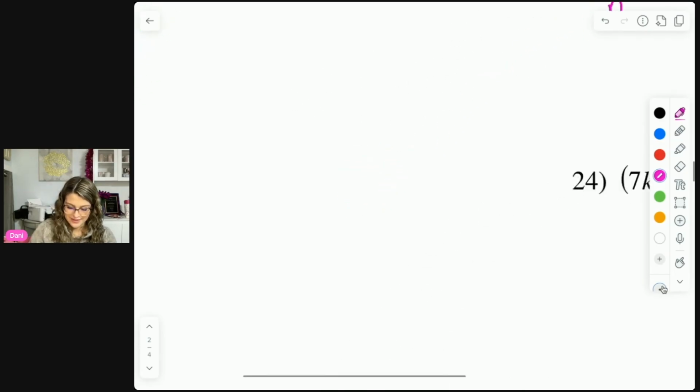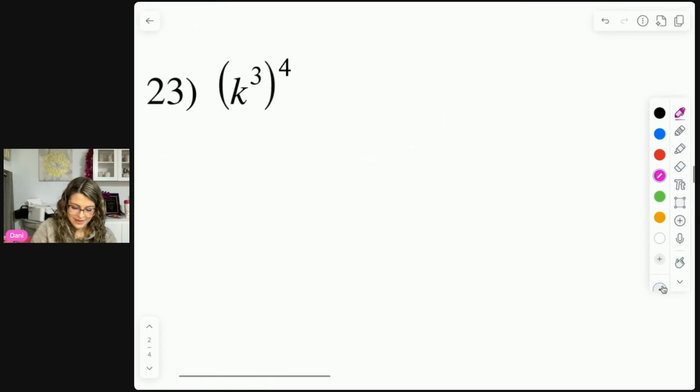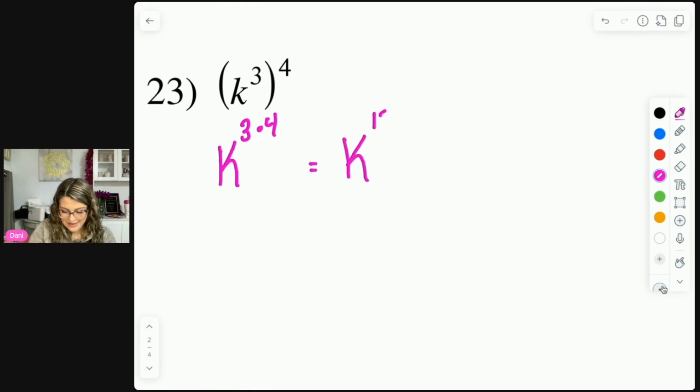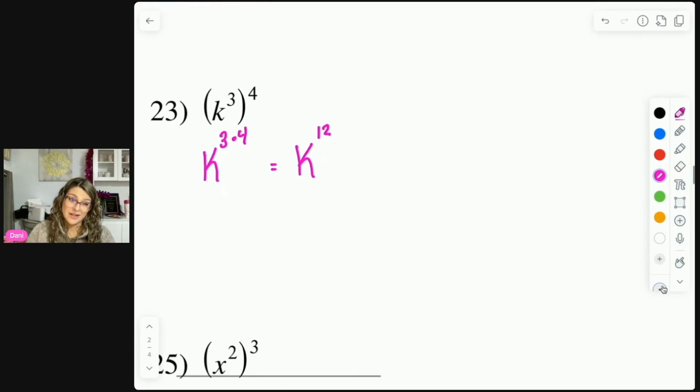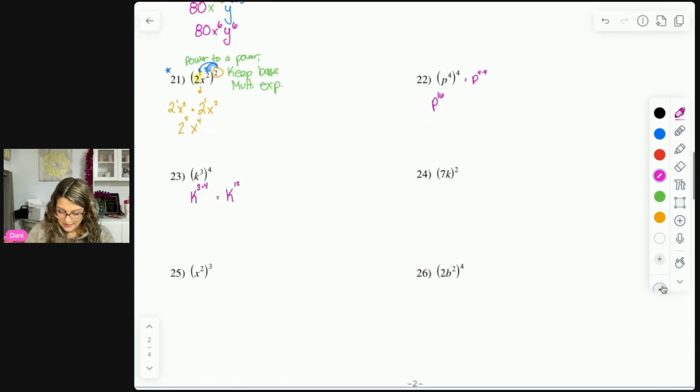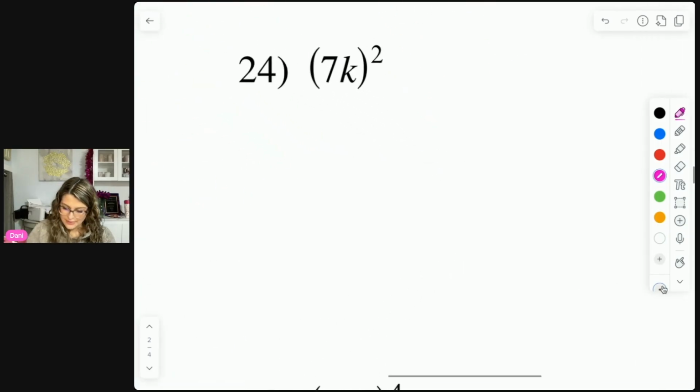All right. So same thing. We're going to multiply those exponents. So 3 times 4. This is going to give us k to the 12th. And you can expand it out if you don't trust me. But that's a lot of work. Okay. All right. Let's scooch over to this one.